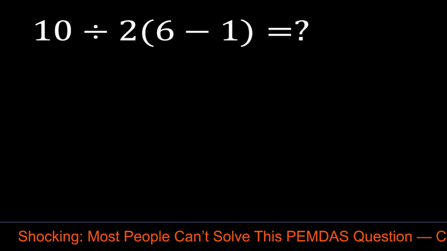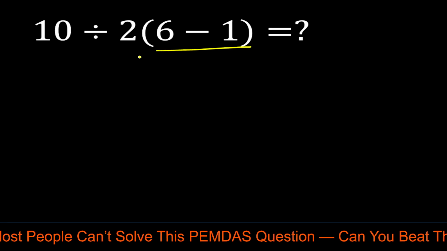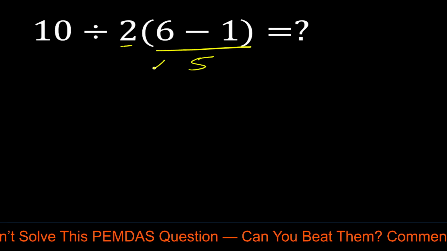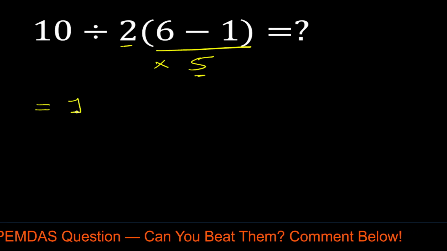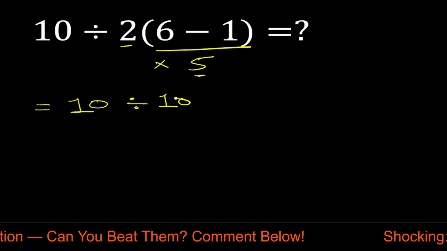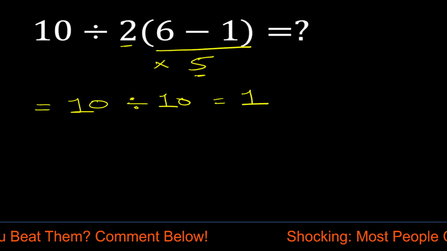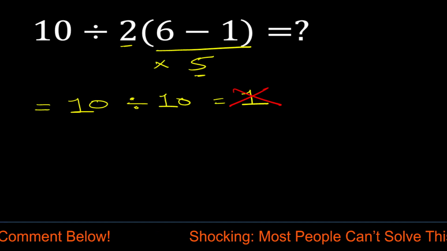So most people solve this question like 6 minus 1. So 6 minus 1 is equal to 5, right? Now 2 times 5. So 2 times 5 is equal to 10, right? So now 10 divided by 10. So 10 divided by 10 is equal to 1, right? But this answer is not correct. This answer is completely wrong.